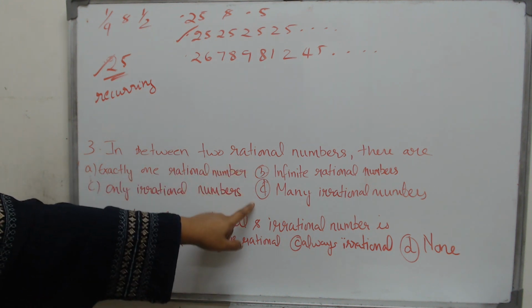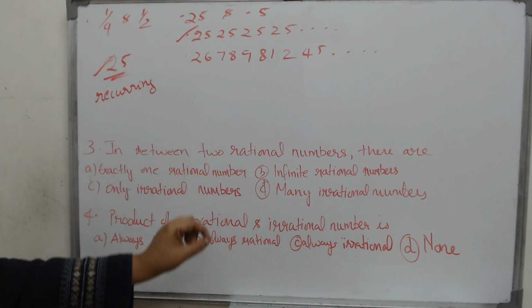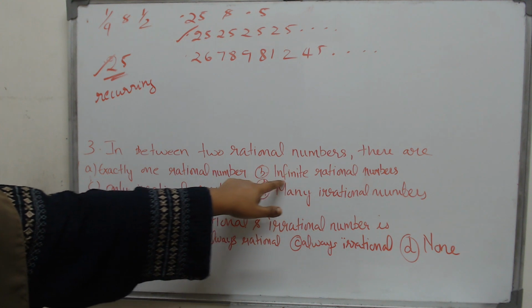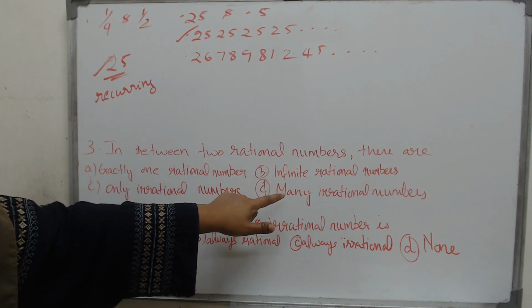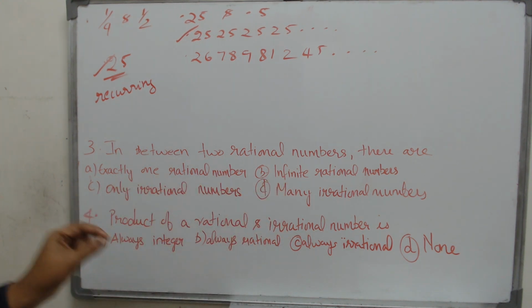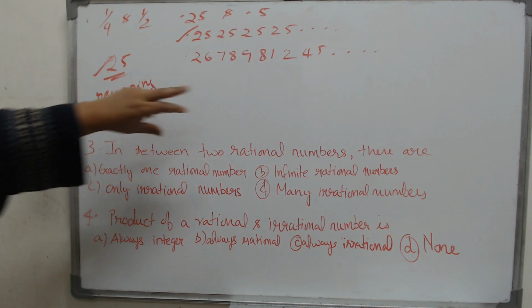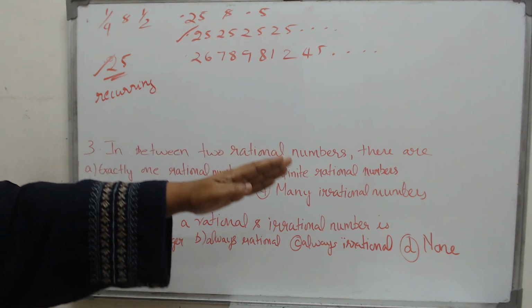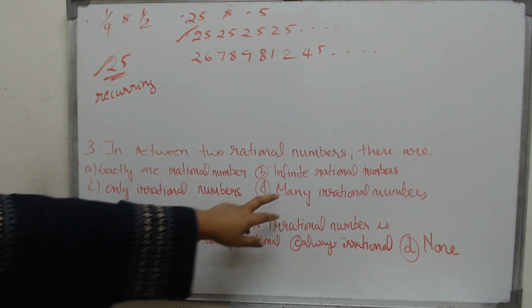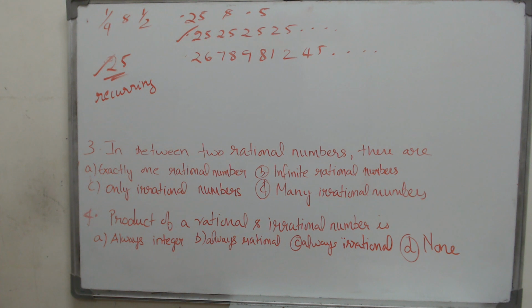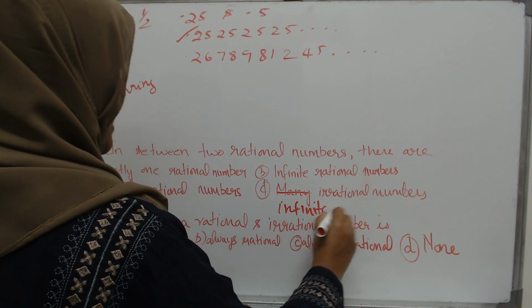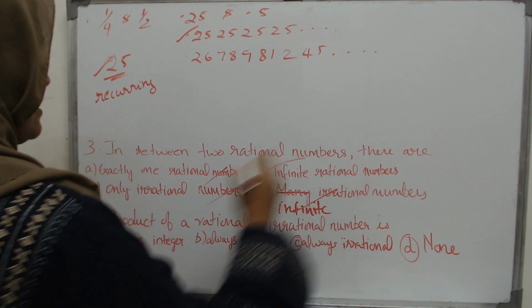Now look at these two options. Both of them will seem correct, but look at the answer very carefully. One says infinite, the other says many. Many does not mean infinite. In between two rational numbers, what you have is infinite rational numbers and infinite irrational numbers, not many. If I say I have many friends, it does not mean I have infinite. So the correct option should have been infinite. It is not there, so this is not it. This is your correct answer.